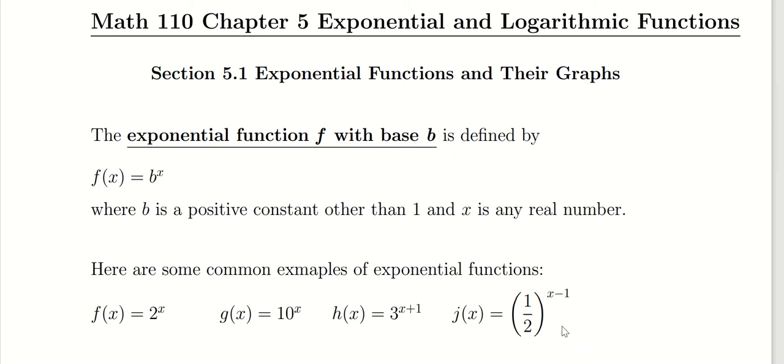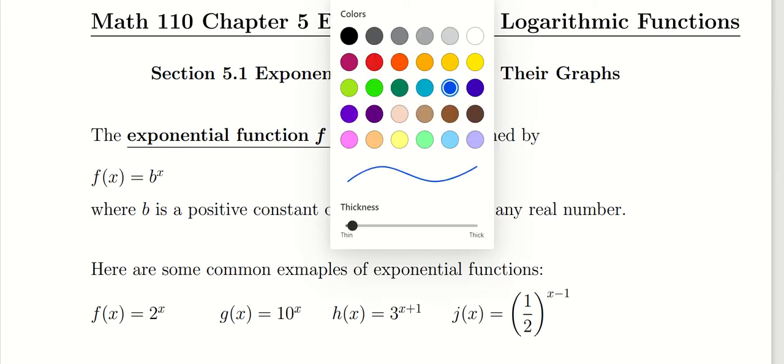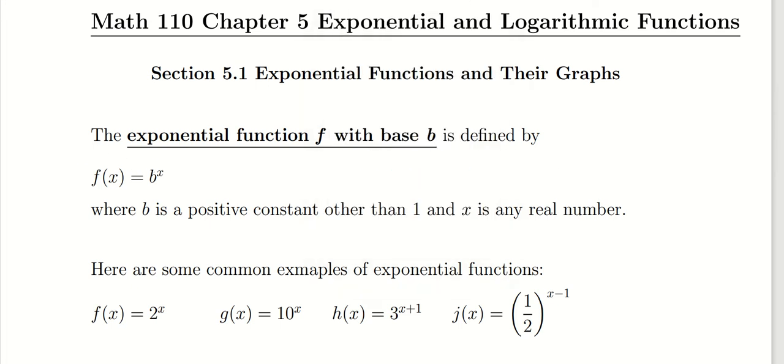Hi everyone. In this section we're going to talk about exponential functions and logarithmic functions. In section 5.1 we begin by covering exponential functions and their graph. We define the exponential function f with base b to be defined as f of x equals b to the x. Okay. These are different than polynomials.